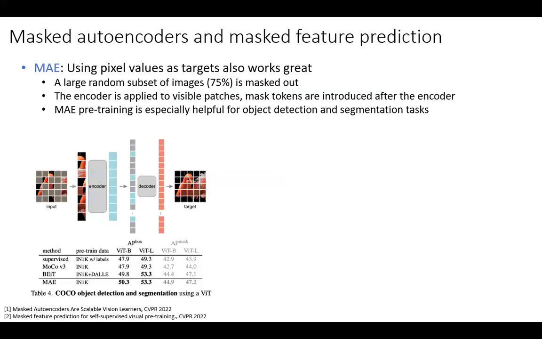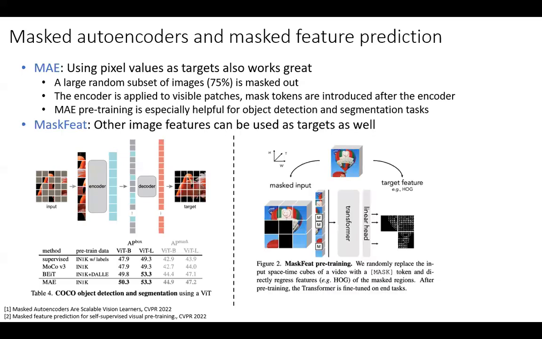And then later work, the famous one, the MAE, shows you don't need to use a discrete tokenizer. Why not use pixels directly? And actually, it can indeed work. You just randomly mask out the images, and your encoder applies on those visible patches, and it works. Besides using pixels, why not use other features? In the MaskFeat paper, they also showed that many other features can be used as targets as well. One special one they found is the very traditional HOG feature.